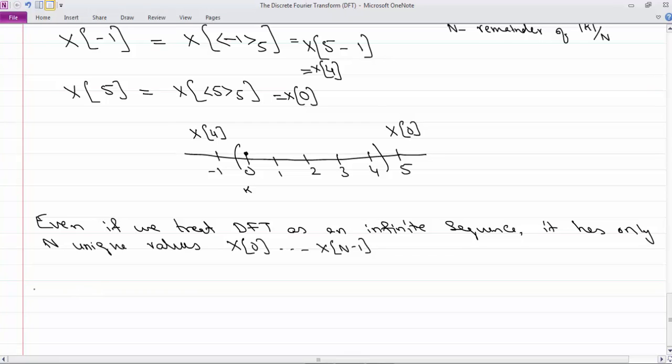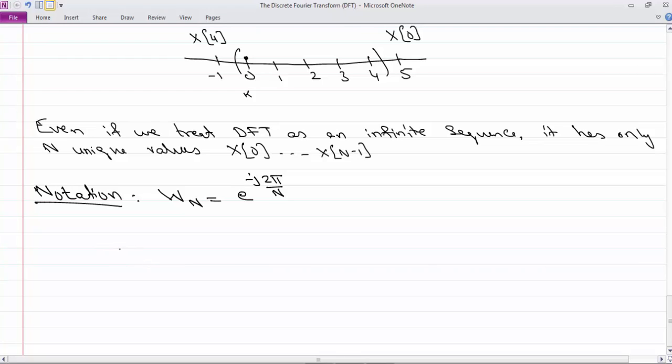Okay. Another thing that I want you to be aware of is that because writing e to the minus j 2 pi k over capital N can take a lot of time, people came up with this notation of W_N, which is e to the minus j 2 pi over N. Okay. So sometimes you will see the shorthand that the definition of DFT will be written as X of k equals the summation over n from 0 to N minus 1 of x of n times W_N to the power kn.